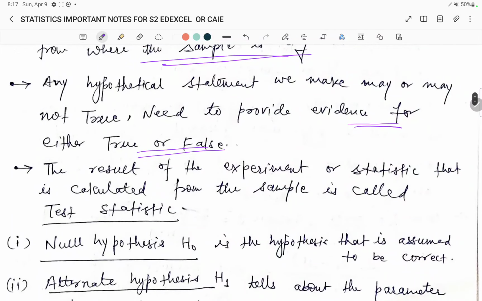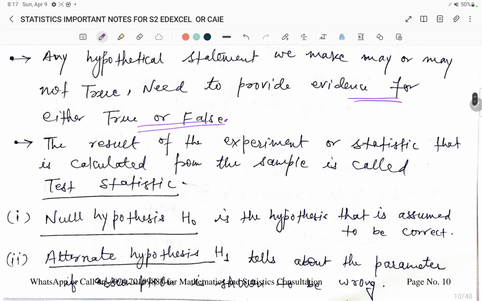So here, we initially assume that this assumption is true. Then we will not conclude that our assumption was right. We will either say there is enough evidence to reject that assumption, or there is not sufficient evidence to reject it. It means whether it is true or not you cannot say, but you can reject it or you cannot reject it. The result of the experiment, or the statistic that is calculated from the sample, is called the test statistic.